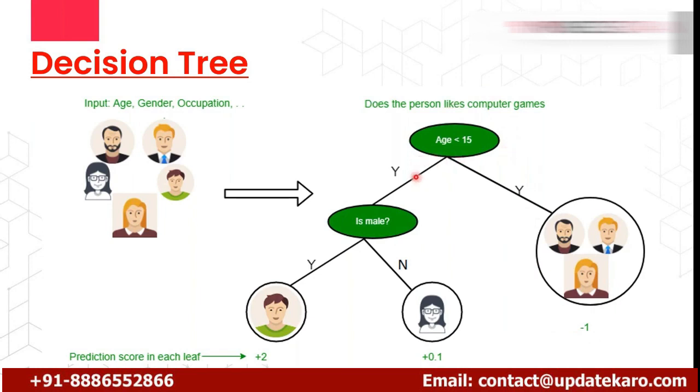If the answer is yes, then we go and check another feature, the gender: is that person male or female? If yes, they like computer games. If the person is not male, which in fact is female, we can say they also like computer games, but not that much as the males do. So this is how you approach a decision tree.